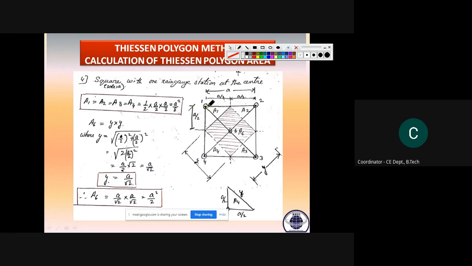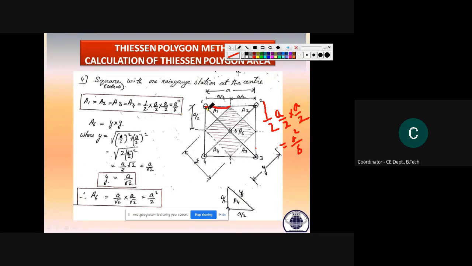Suppose for this triangle the base is a by 2 and the height is also a by 2. So the triangle area is, what is the formula? Half into base into height, right? Half into a by 2 into a by 2, so the area will be a square by 8. So a1, a2, a3, a4 will be the same, each a square by 8. Okay, clear everyone?